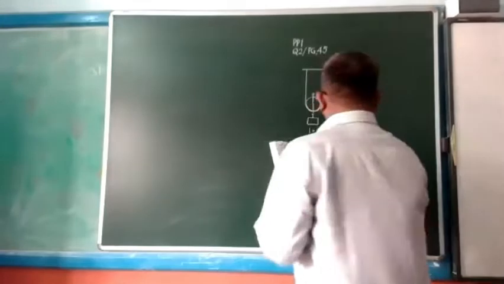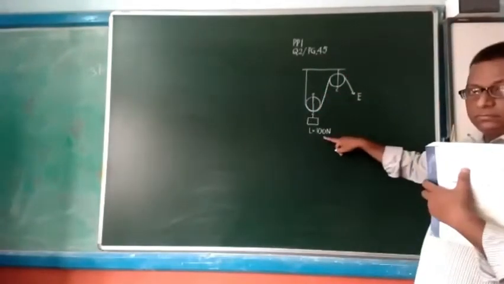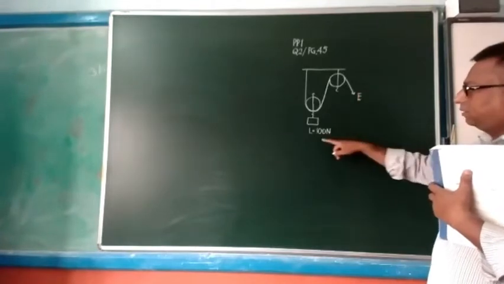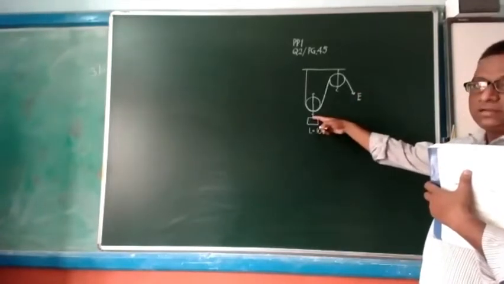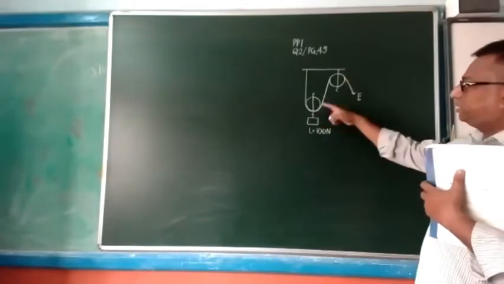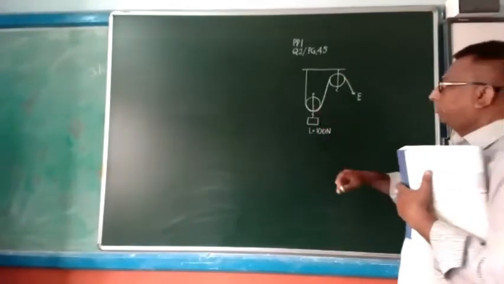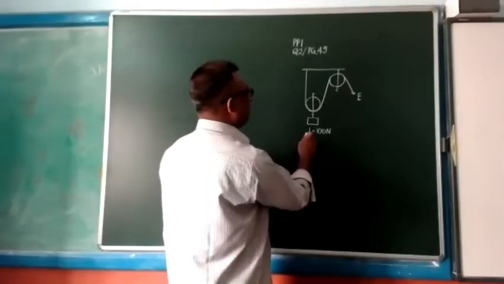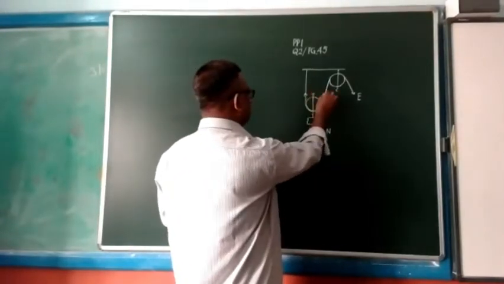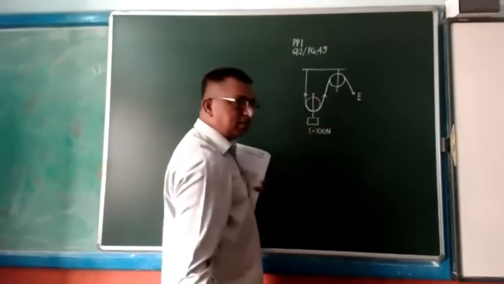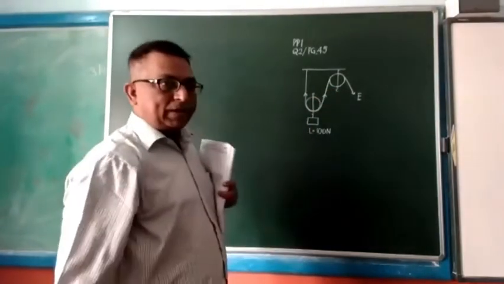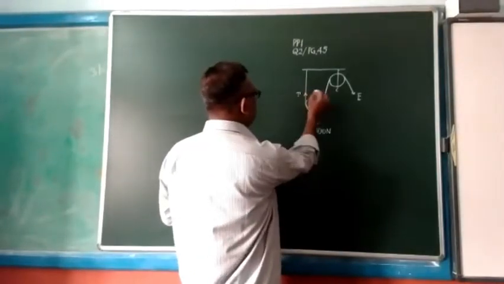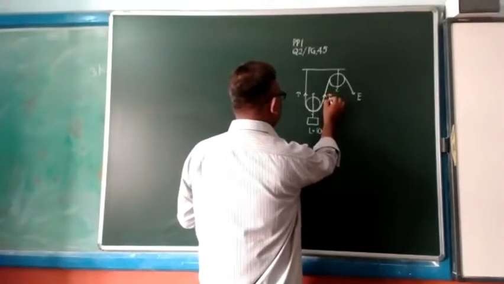Here, effort has been applied at this end, and load is hung from this mobile pulley. This is the fixed pulley. This is the mobile pulley. So, as this load is pulled by the earth, definitely tension is produced in the upward direction. As the gravitational pull is downward, tension is produced in these two parts of the string.